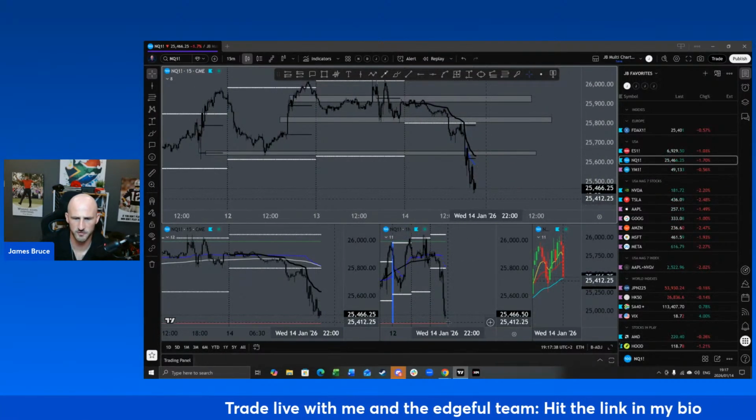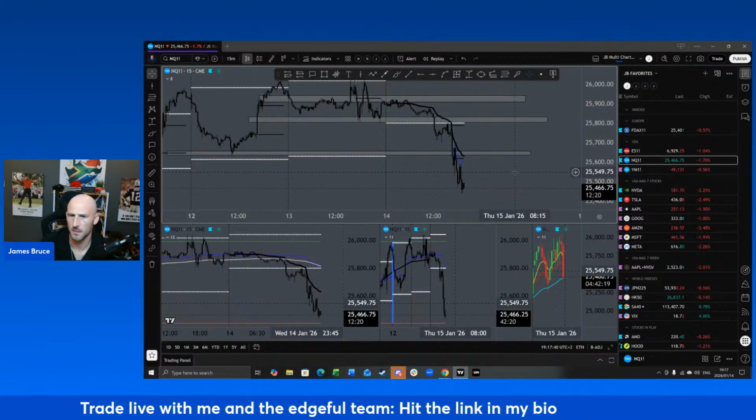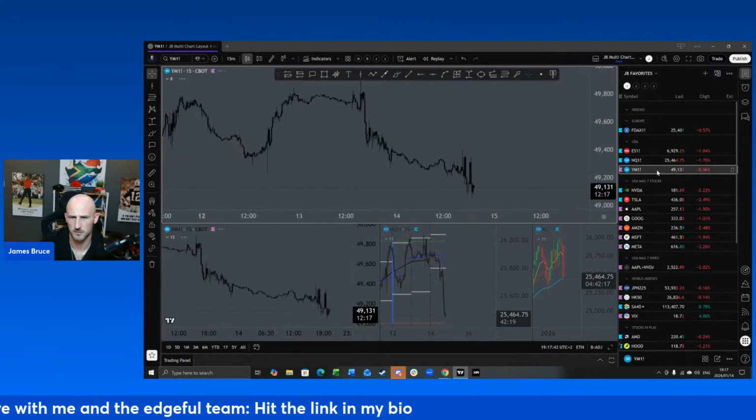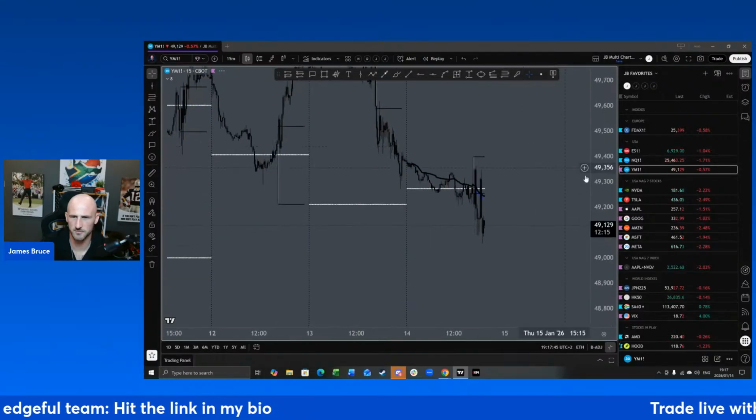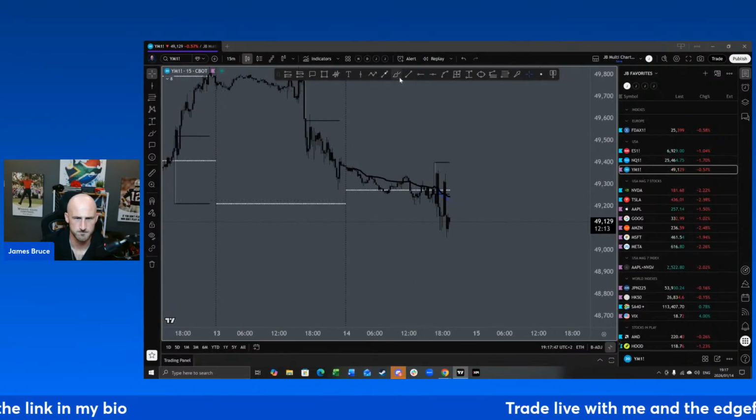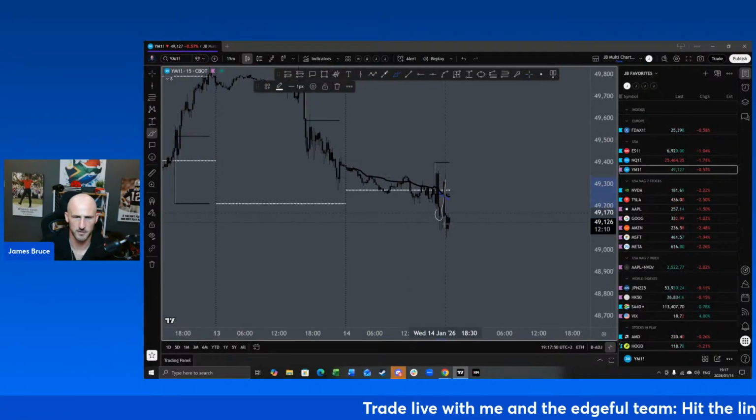NQ as well, reaching previous week's lows down at 412. YM's the interesting one here today. YM has been very up and down, right?